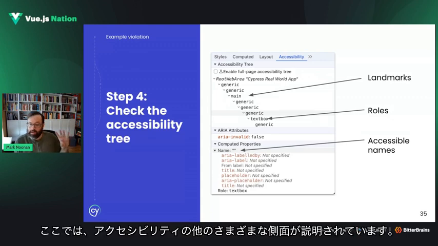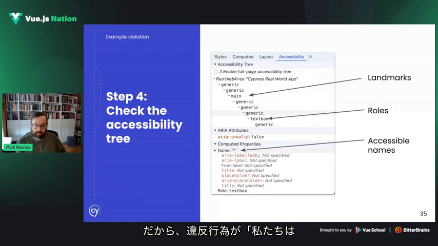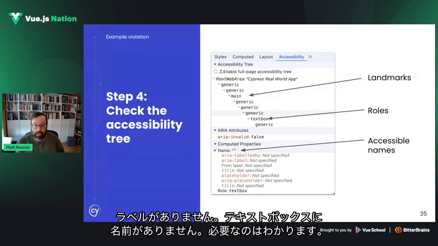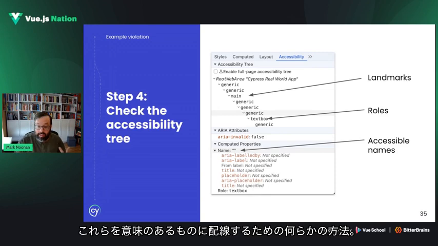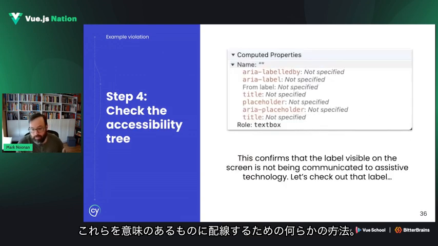And you can see various other aspects of accessibility are called out here. So understanding there's really no name, just like the violation might have said, hey, we're missing a label. Okay, I'm on a text box, it has no name. You can understand you need some way to wire these things up to make it make sense.